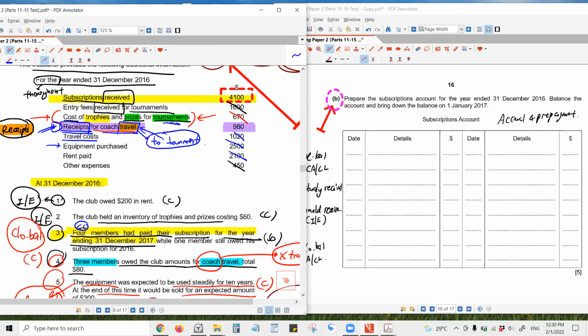And then, 1 member still owes his subscription for 2016. This member probably has some problem with his or her finance. Therefore, this member has not paid for the 2016 subscription. This is current asset. We are the club, we are not the member. So for closing balances, there are 2. Okay, now write down the answer.